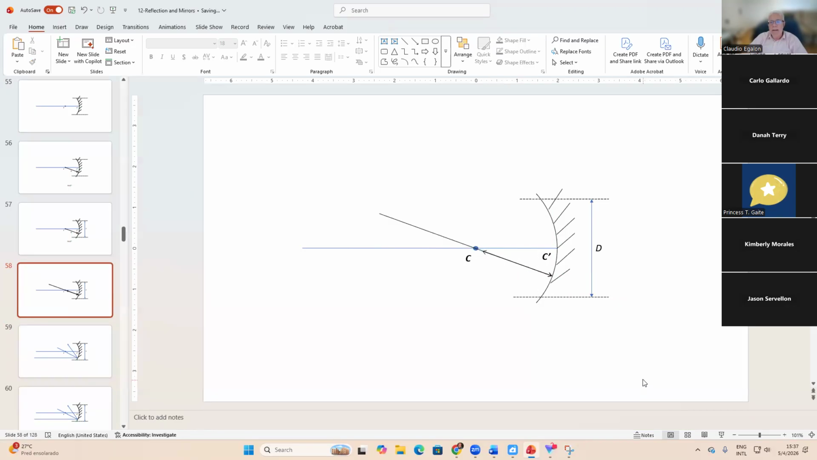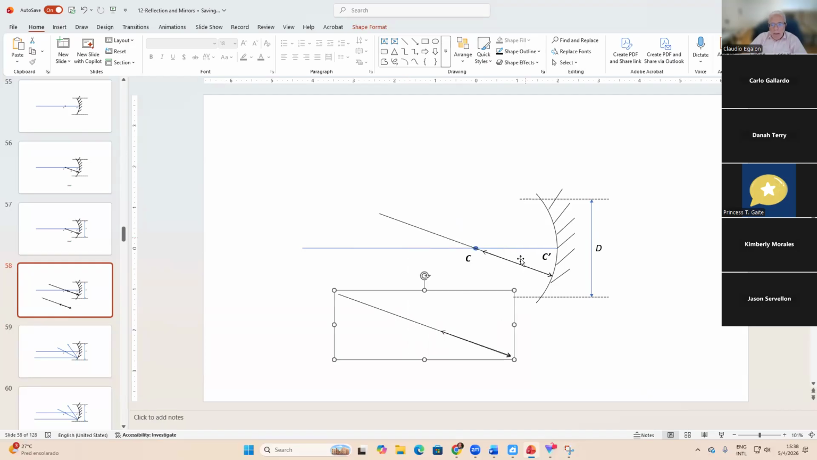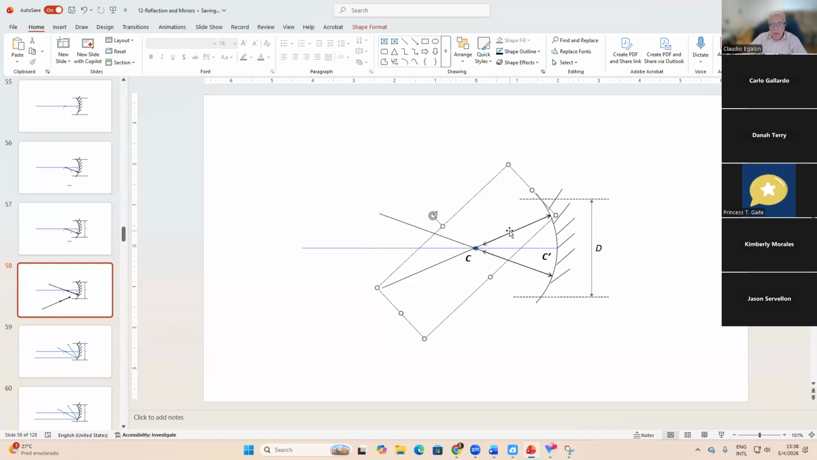Like that. The incident light ray and the reflected light ray. Any light ray that passes through the center of curvature is going to be reflected on itself. I'm going to draw it and group it. Then I'm going to rotate it to show another light ray that passes through the center of curvature. And then you have a bunch of light rays that pass through the center of curvature.